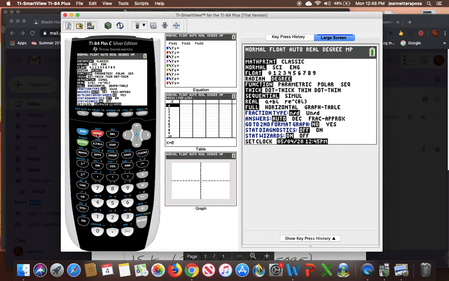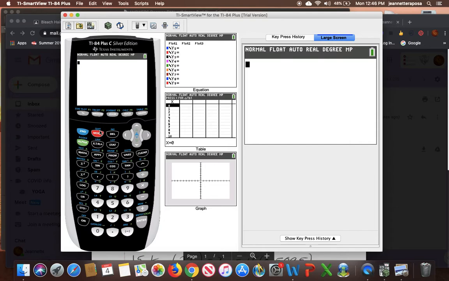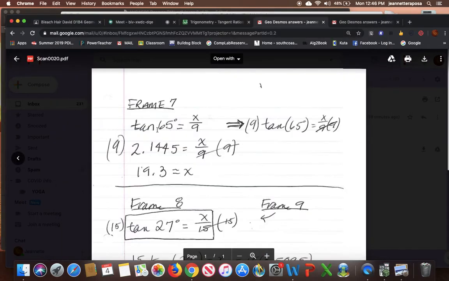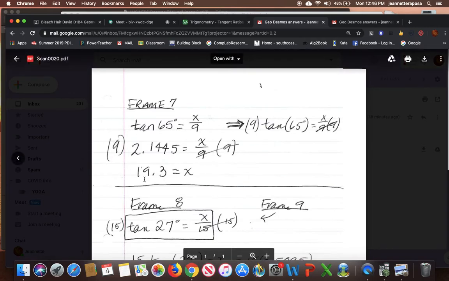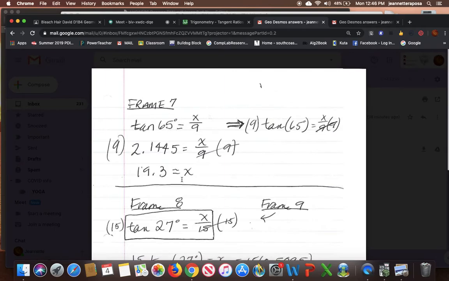Then I'm going to quit out of this screen by hitting second mode to get to quit. And I'm just going to hit the tangent button, tangent of 65 degrees, close the parentheses, hit enter, and that's about 2.1445. That's where that decimal approximation came from. Ooh, got a noisy tractor coming by on my window. So the tangent of 65 degrees is equal to x over 9, meaning 2.1445 is x over 9. To undo division by 9, multiply each side by 9. And when you multiply, you get 19.3 is about x.